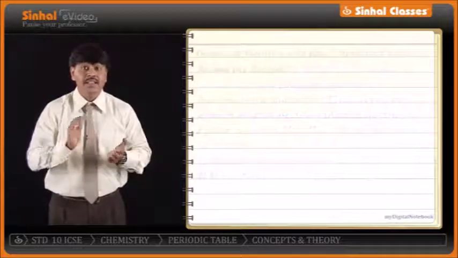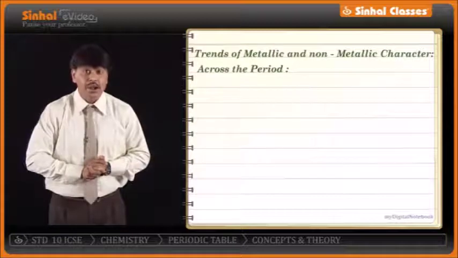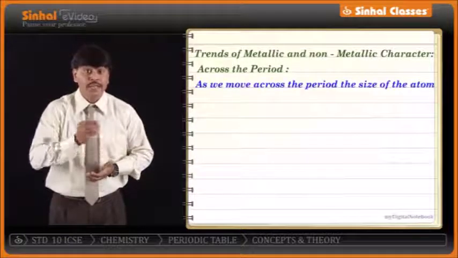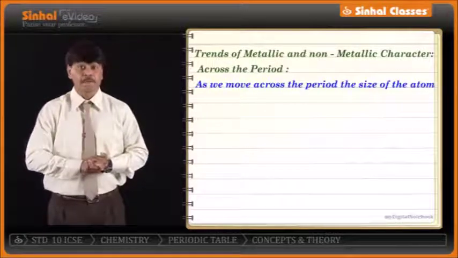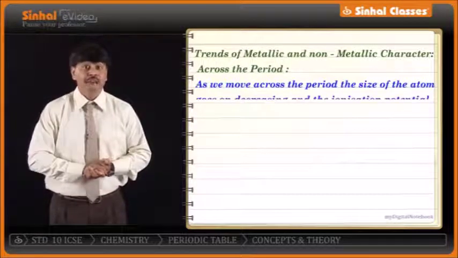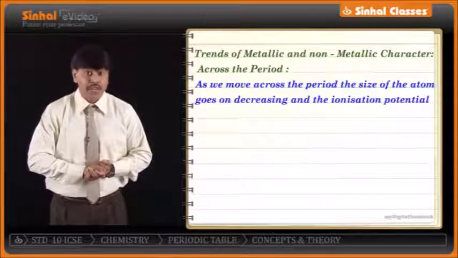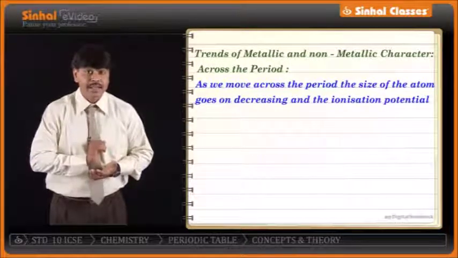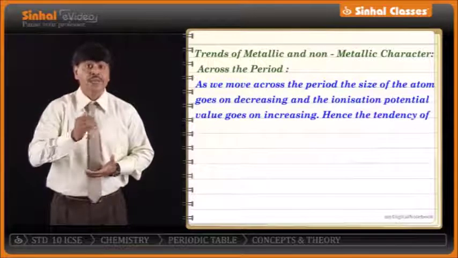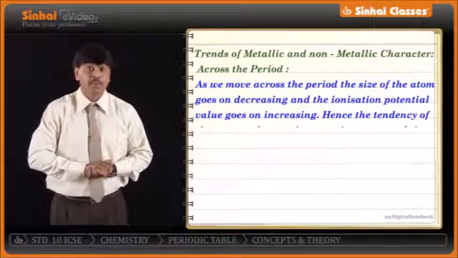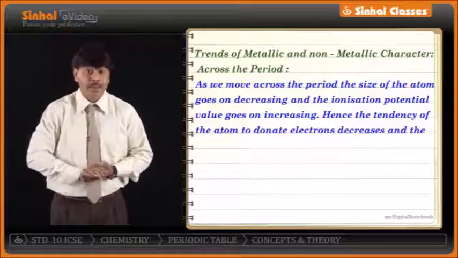If the size is larger, then the tendency of an atom to donate electron will be more rather than taking electron. At the same time, if the IP, that is ionization potential, is less, then the tendency to remove electron will be more, that is, to give electron will be more compared to accepting electron.